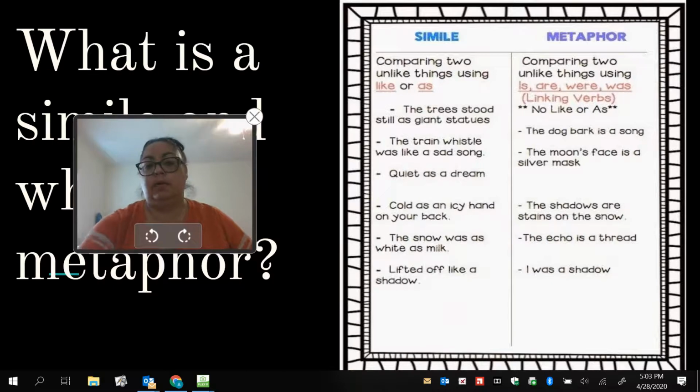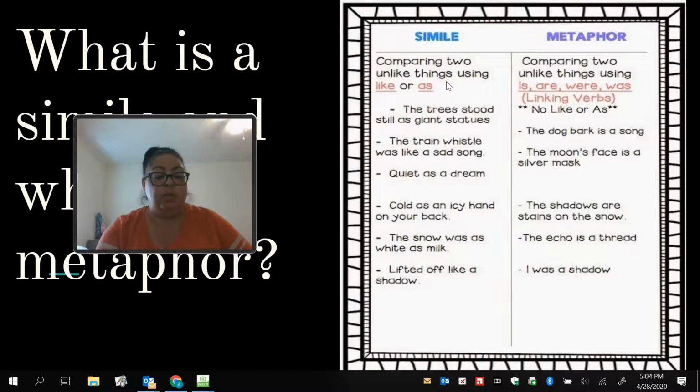So, what is a simile and what is a metaphor? Here, if you look to your right, you can see simile and metaphor side by side, because sometimes it can be tricky and seem very similar. So in similes, as you see right here, we're comparing two unlike things. We're comparing two things that are not the same. They're very different, but maybe they can behave like each other.